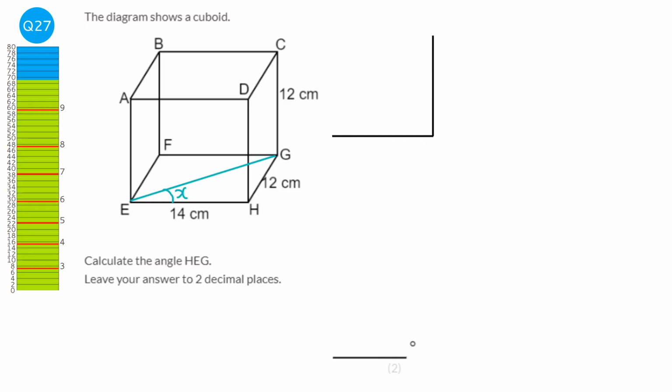And I'm just going to use this one. There we go. So we've got E down here, H and G. We're looking for this angle here, which is X. And we're given the fact that this is 14 and this is 12.